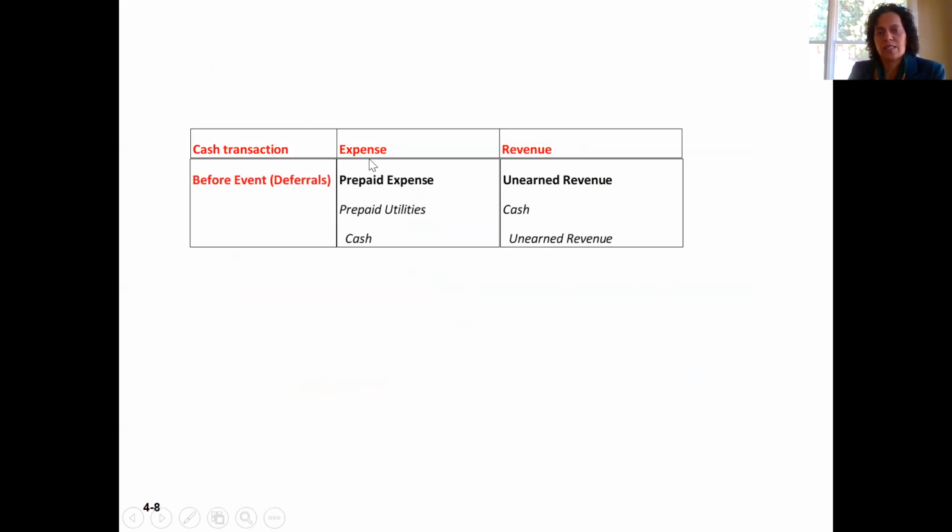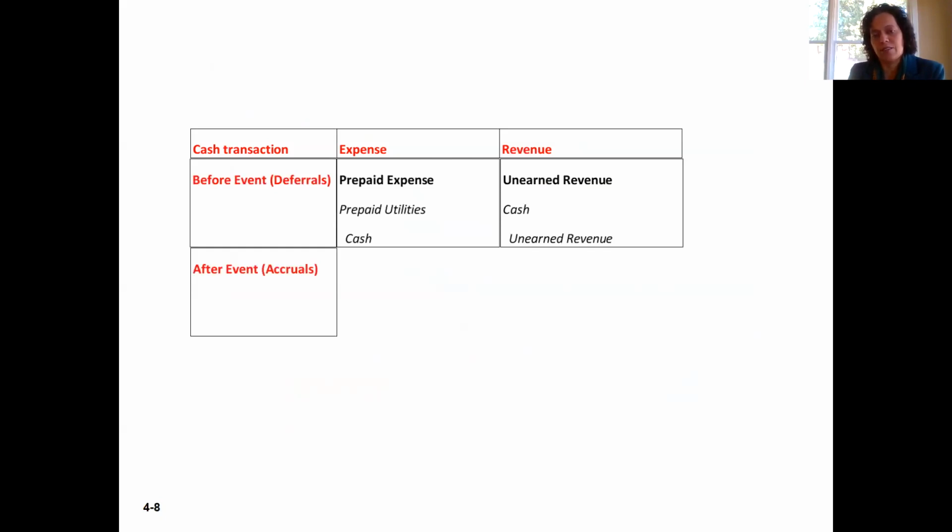Now, cash transaction, it happens after the event. So with an expense, what would it be after the event? After the event is, I already got the benefit. So go with the same example of Verizon. They tell me that I'm a good customer. I don't need to pay ahead of time. At the end of the month, they'll send me a bill and I have to pay the following month.